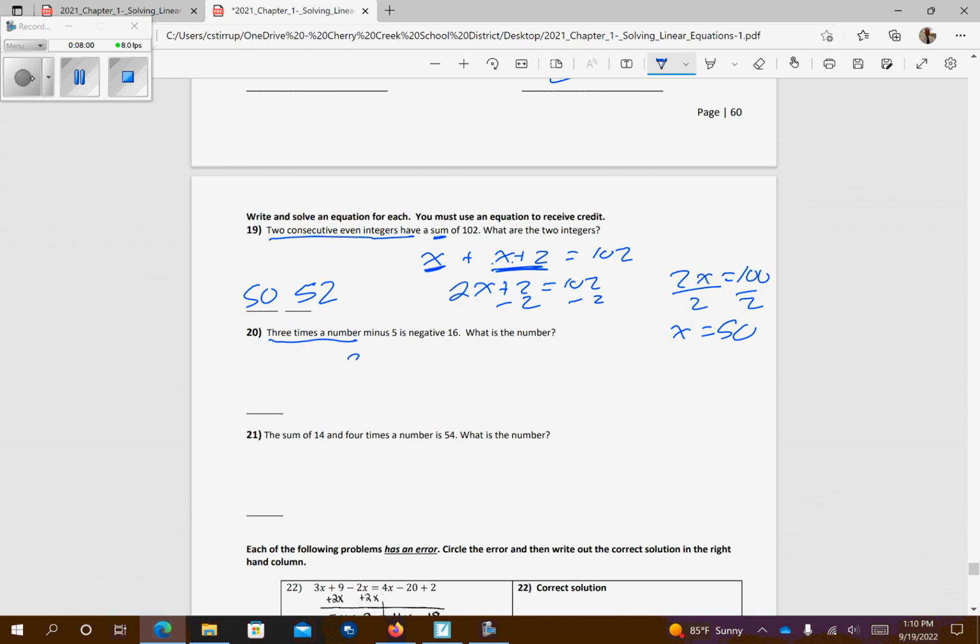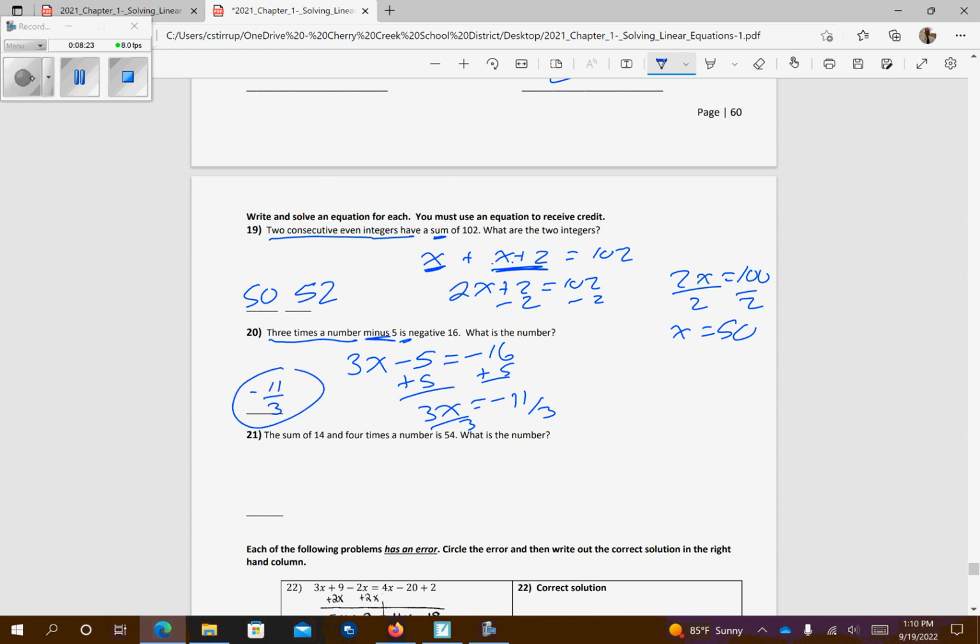3 times a number is 3x. Minus 5 equals negative 16. What's the number? So we go ahead and solve it. So I get 3x is equal to negative 11. Divided by 3, divided by 3. So my answer is negative 11 over 3.